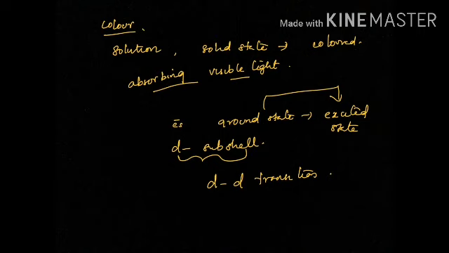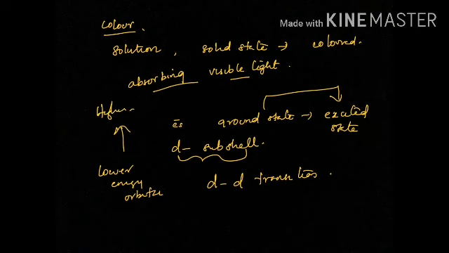So transition elements, whether in solution or in the solid state, are colored because they are absorbing the visible light. When an element absorbs light, the electron is promoted from the lower energy orbital to the higher energy orbital. Since electrons are getting promoted in the same d subshell itself, we call it the d-d transition.